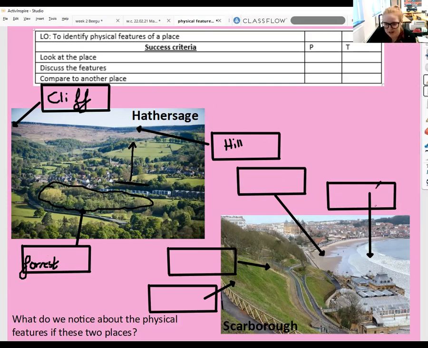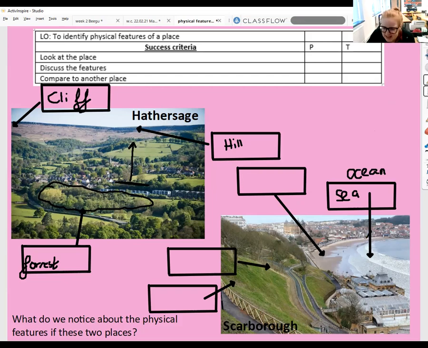Well, what is this water rolling on? What is this water that's coming up onto the land here? What is it called when the water's right next to the land? It's called the sea. If we swam far out into the sea, what would it become? It would become the ocean. So we also know that Scarborough is surrounded by the ocean and the sea.